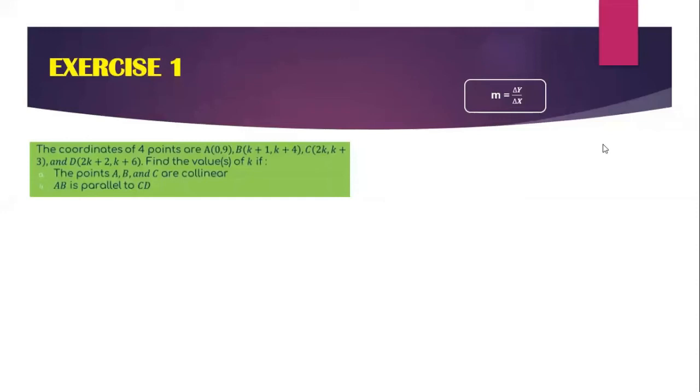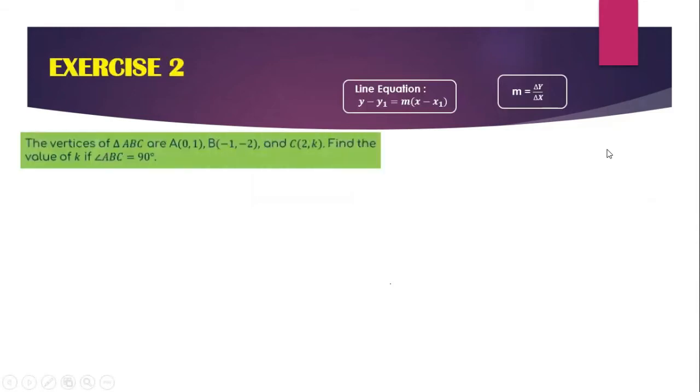Next we go to Exercise 2. The vertices of triangle ABC are A (0, 1), B (minus 1, minus 2), and C (2, K). Find the value of K if angle ABC is 90 degrees.